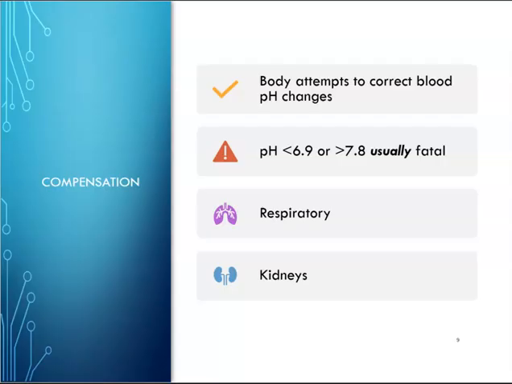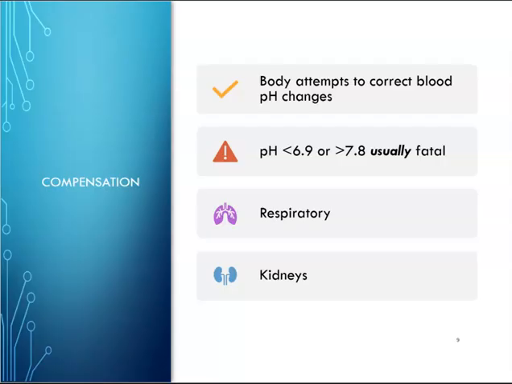Compensation for metabolic acidosis, we're going to increase the rate and depth. That's our Kussmaul breathing, when we try to blow off all the excess CO2 and balance the pH. So for metabolic issues, our lungs can help. Compensation for metabolic alkalosis, the lungs are going to slow down, so we're going to have hypoventilation. The point of that is to retain our CO2.